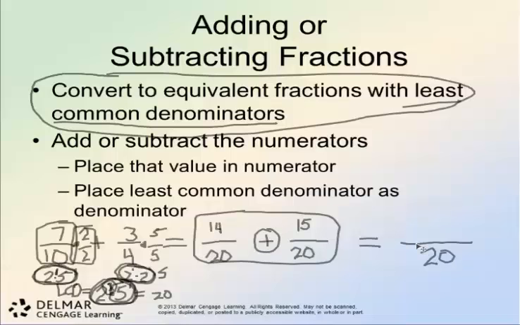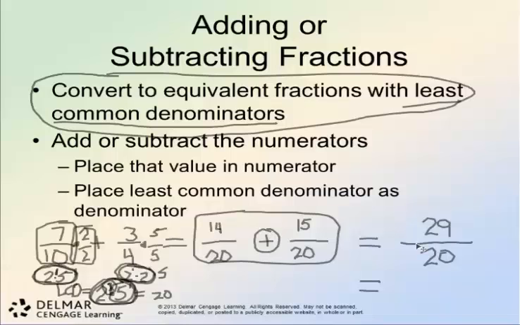But if it's an addition problem, we add the numerators. If it was a subtraction problem, we would subtract the numerators. In this case, we're adding, so we add the numerators, and we get 29 over 20, because 14 plus 15 is 29. We would not leave our fraction that way, though, because you notice 29 is greater than or equal to 20, which means it's an improper fraction.